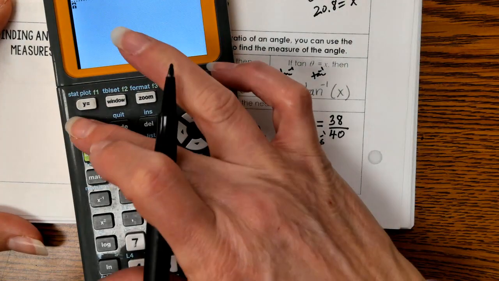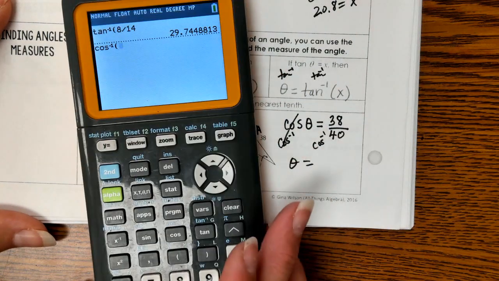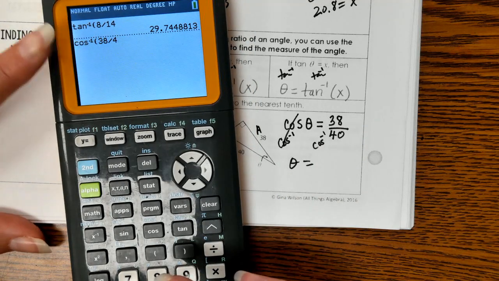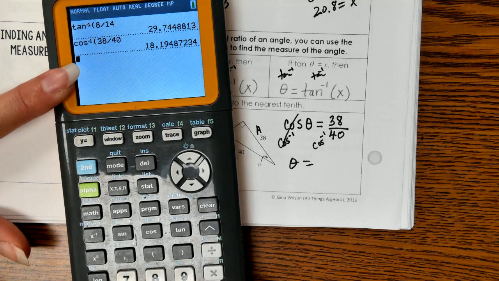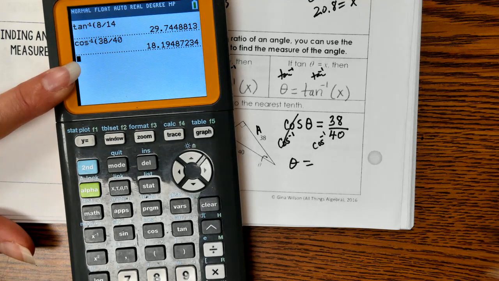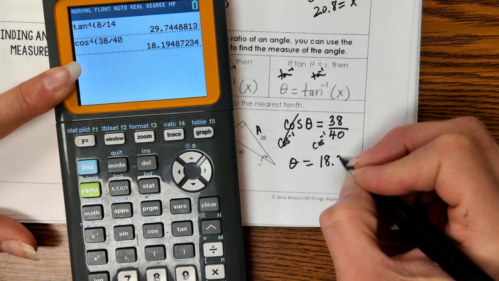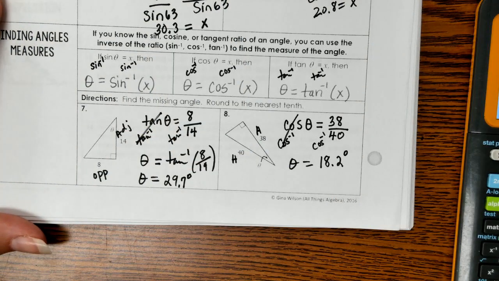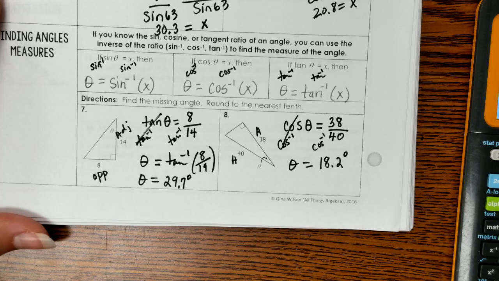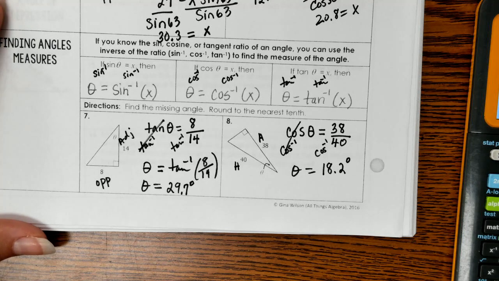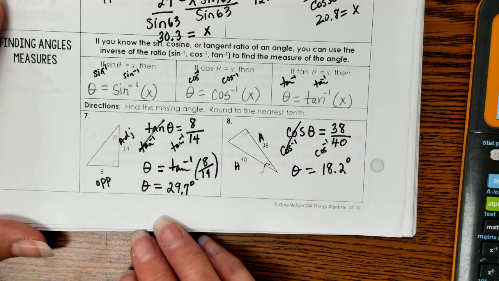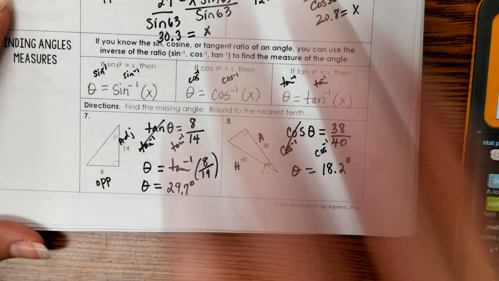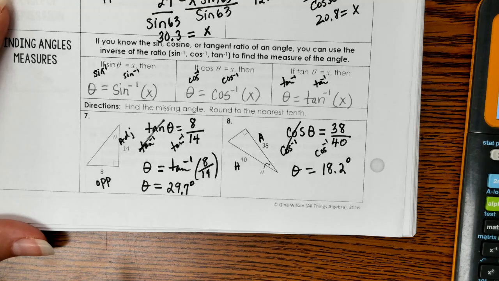So I'm going to do the second button and then the cosine button. And then 38 divided by our 40. And when we do that, we get 18.2 degrees for the angle theta. Okay, our angle was 18.2 degrees. Now, this is how you solve your angles. It's very similar to how you do your sides. The only difference is really how you put it into the calculator.